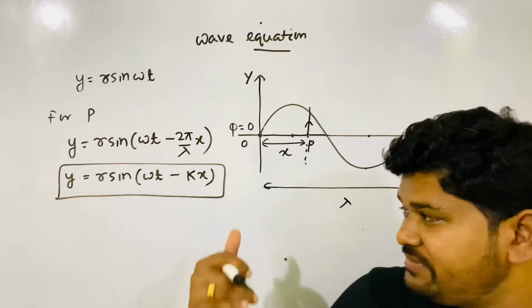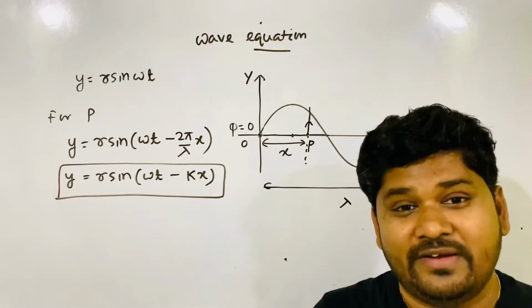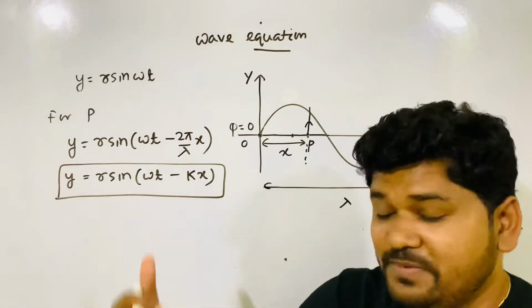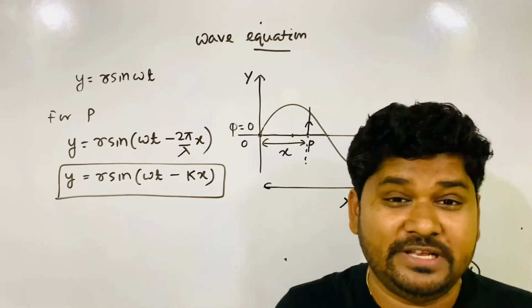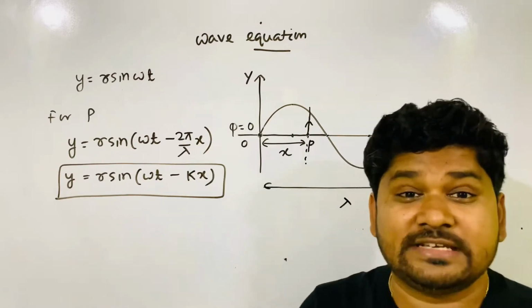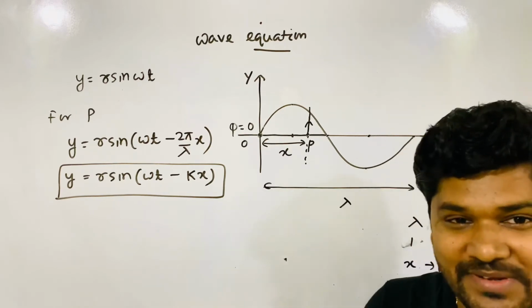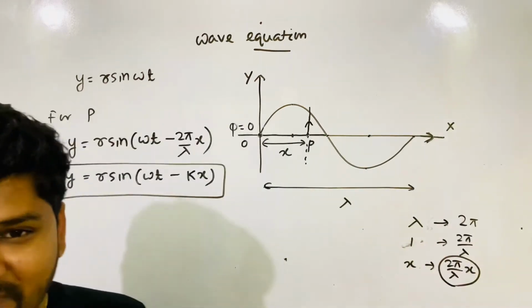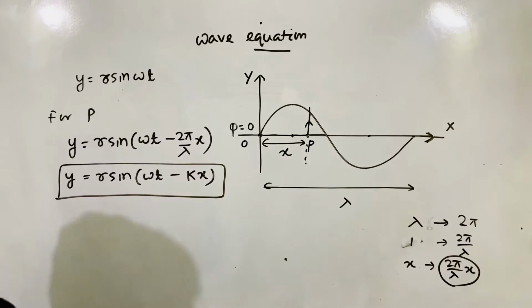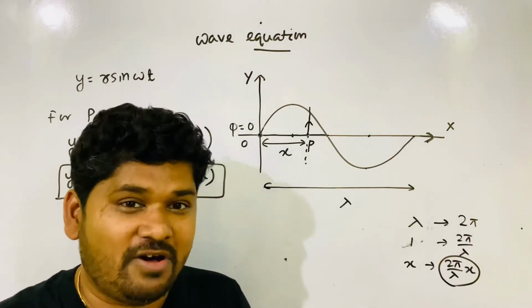Got the equation of wave? So this is the equation of wave. Very important equation. Many times you will use this equation in class 12th. y is equal to r sine omega t minus kx. But the question comes here. This is not the only equation of a wave. The wave equation can also be written in a different form.